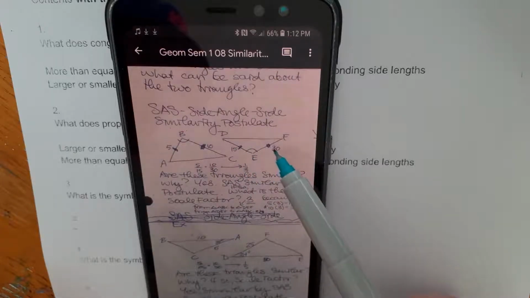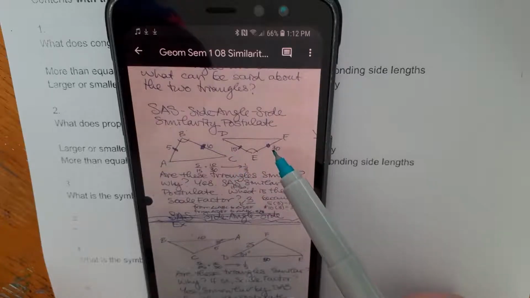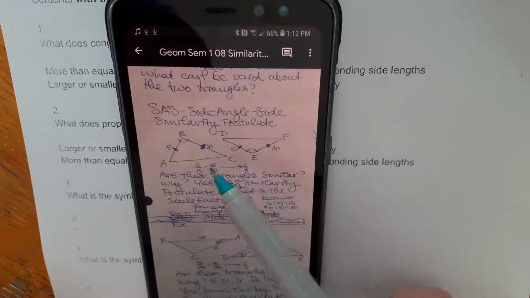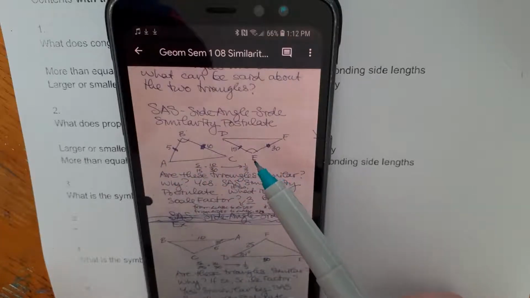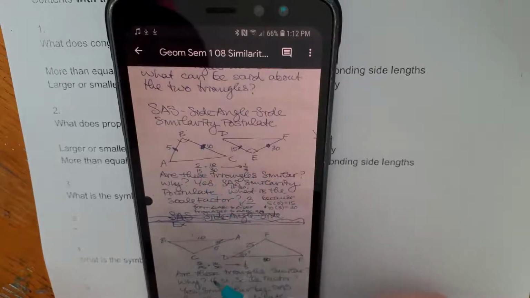15 angle 30. The 5 was multiplied by 3 to get 15. The 10 was multiplied by 3 to get 30. So in this case, the scale factor is 3, because we multiplied everything by 3 to get that. Now, the angles stay the same in a triangle, because you can't just go and multiply the angles by 3, right? So you're going to have to think through that.